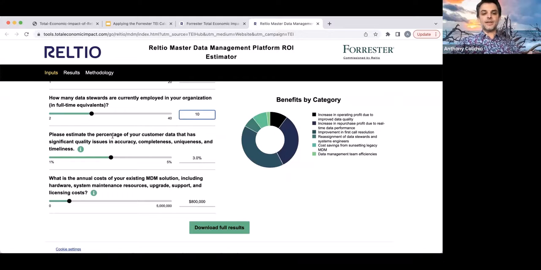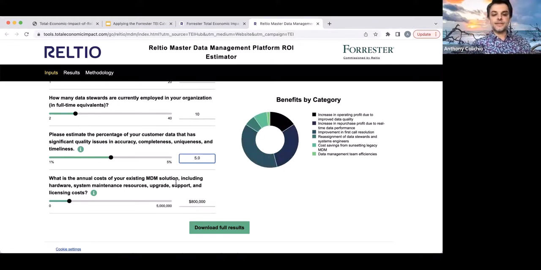This one's interesting. Estimate the percentage of customer data that has significant quality issues. The benchmark they found across the customers who first showed up to Reltio was about 3%, measured as incorrectly analyzed customer activity disposition. If your organization is doing great, lower that number. If it's doing poorly, or for certain types of data, enter that number.